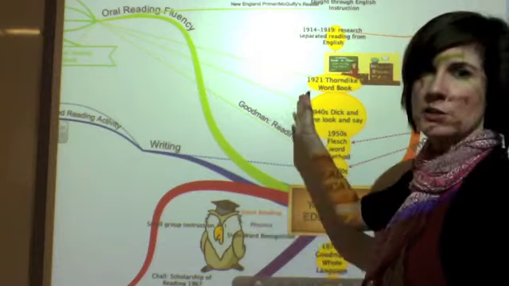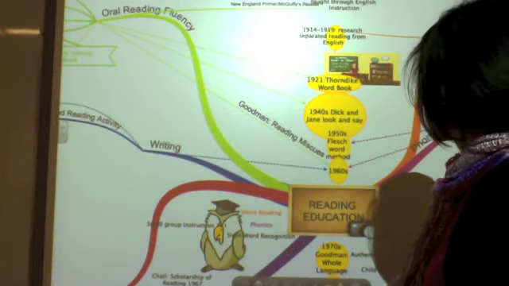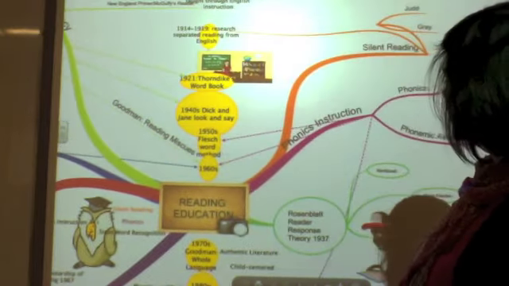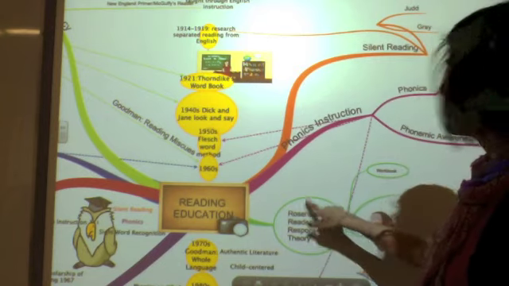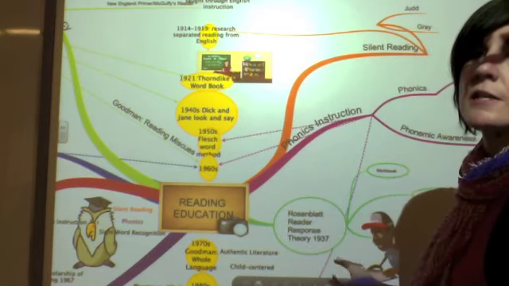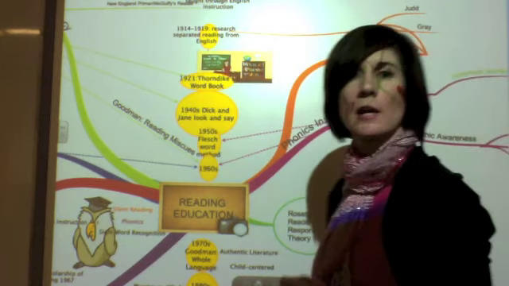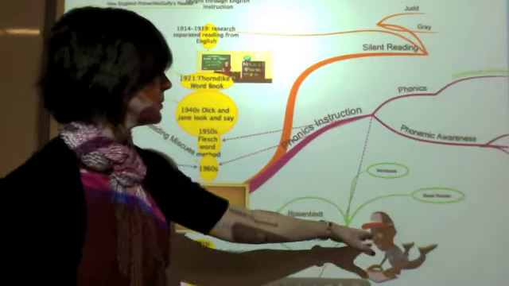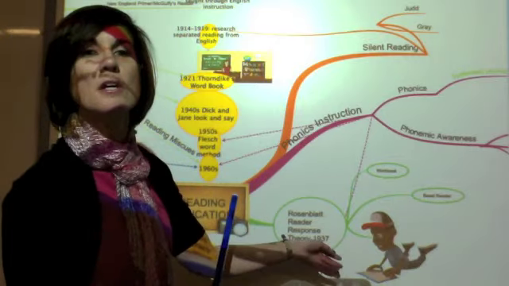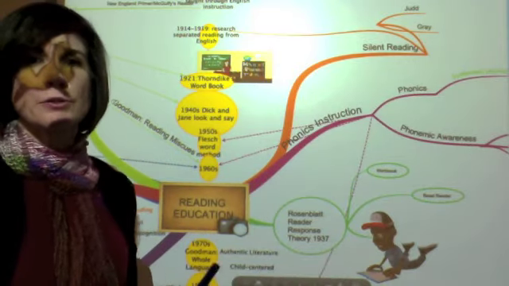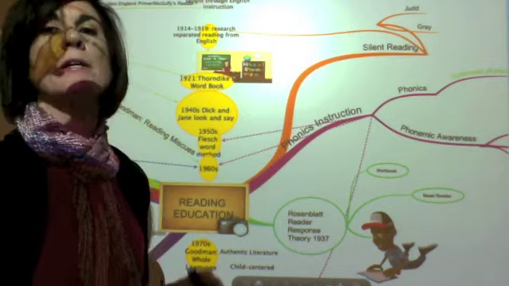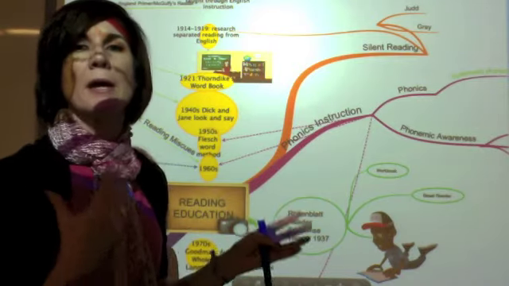In 1937, down here, I put reader's response theory, not to separate it out of my timeline, but really just to demonstrate, and I want to come back to this later, this connection between reader and text. Rosenblatt really found that readers construct meaning from text, and text can have different meanings depending on the perspective of the reader. So that was a very important development right there.